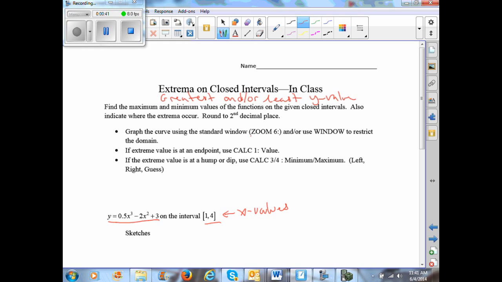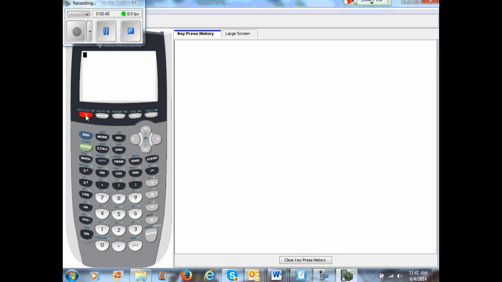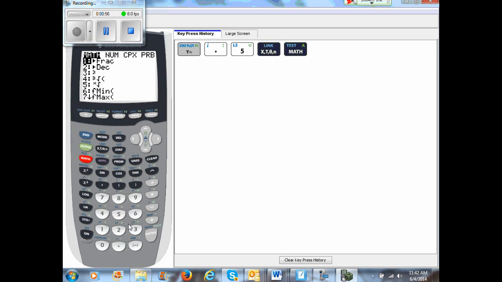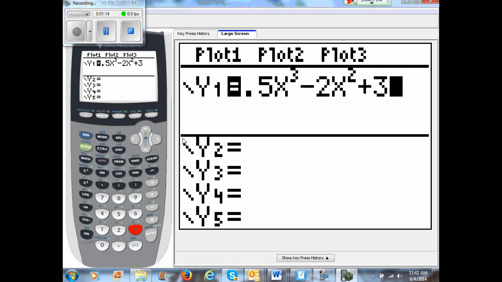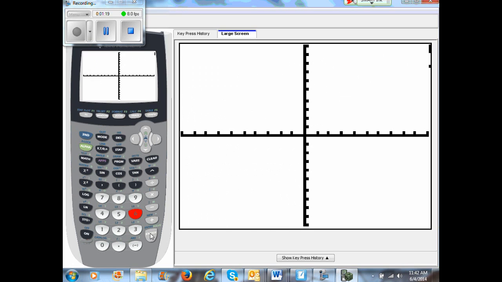In order to do that, just as this suggests, we're first going to graph it on a calculator. So we'll go to the calculator function. And when we go to y equals, we'll type in 0.5x cubed minus 2x squared plus 3. When I first graph it, usually I just go to zoom 6 just to see where I'm at, the standard 10 by 10 window. And I get this picture.